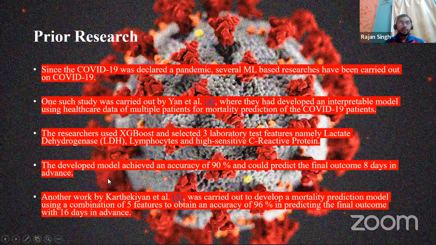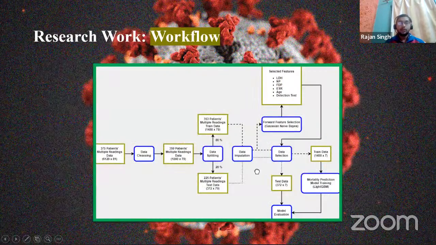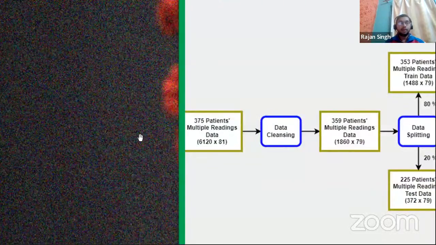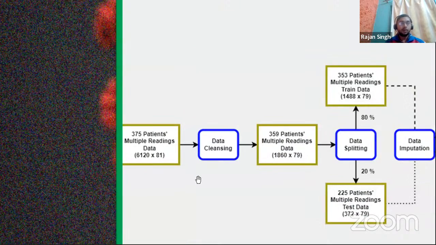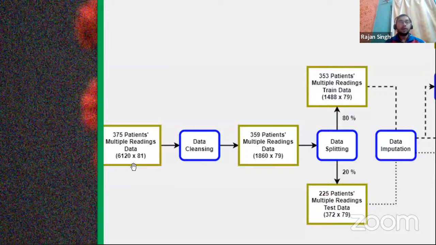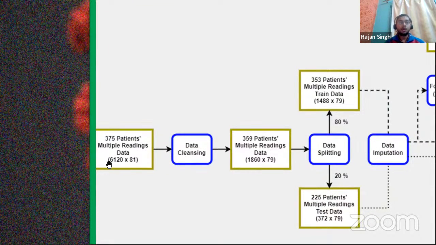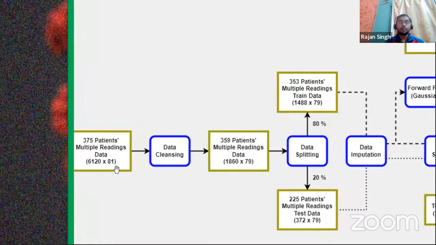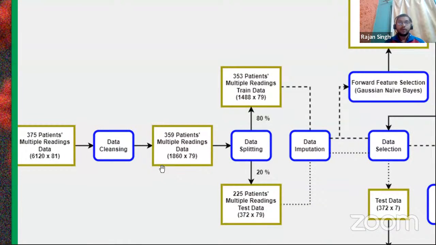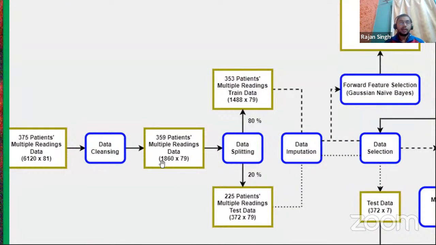So here is the research flow for our work, where we have taken the data of 375 unique patients. There were 375 unique patients with multiple readings, and the data size was 6,120, and the number of features was 81, out of which the target class label was included. After some data cleansing, we were able to remove some data points and reduce it to 18,060.